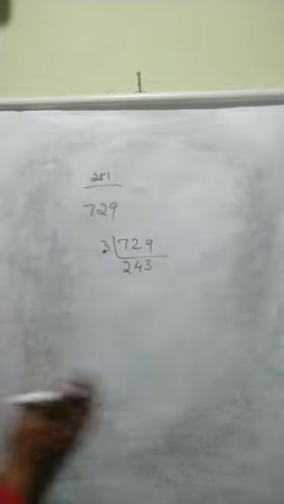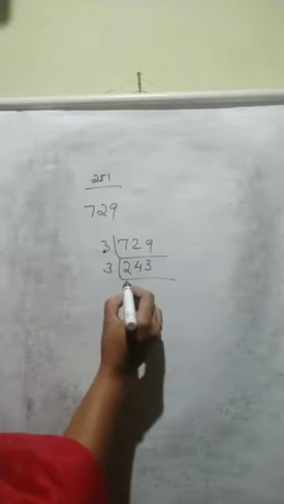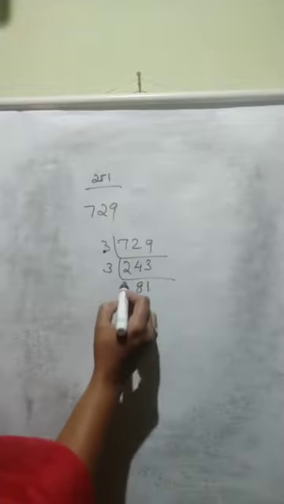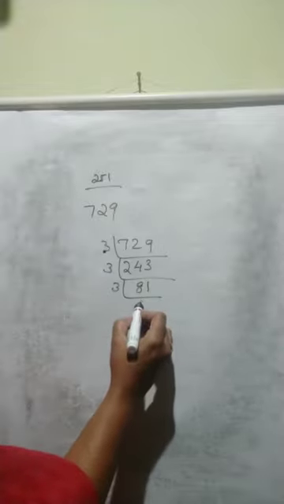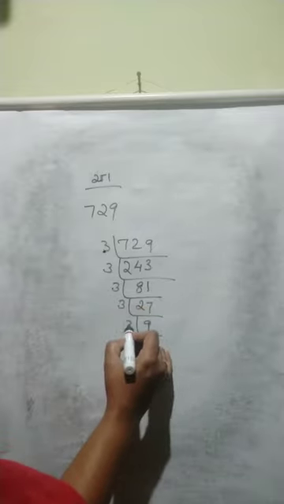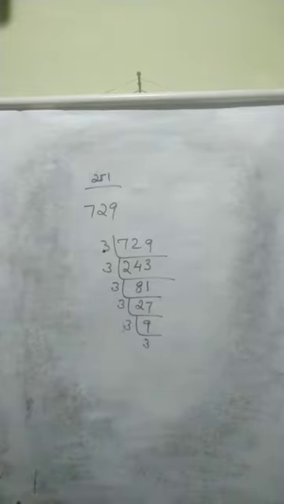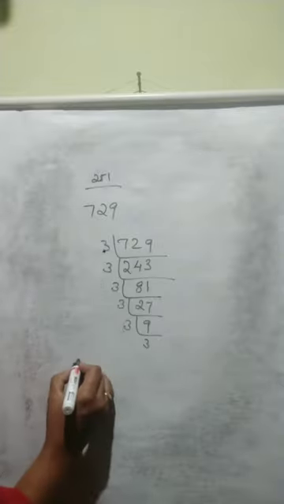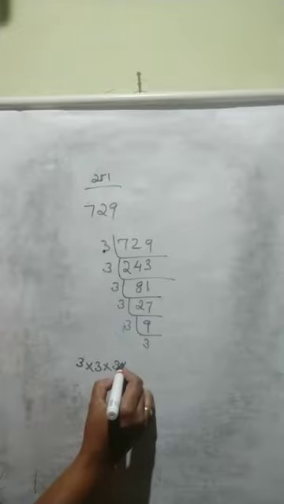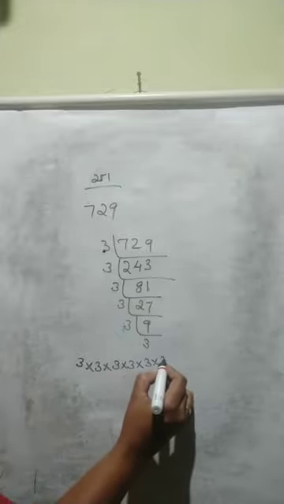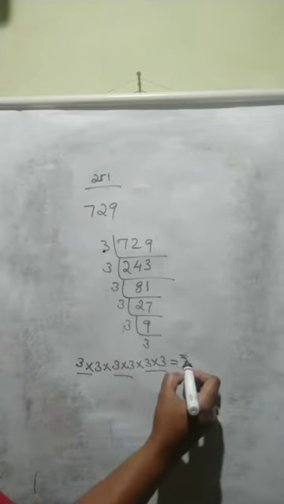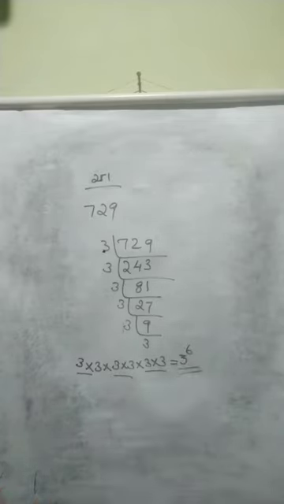Then by 3, 8 3s are 24, 1 3 is 3. Then by 3, that is 27. By 3, that is 9. By 3, then 3 itself. Now we can write how many times? 3 times 3 times 3 times 3 times 3 times 3. How many times? 2, 4, 6. We can write this one as 3 raised to 6.